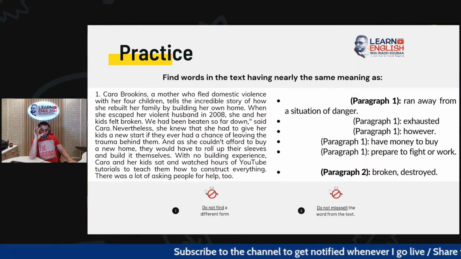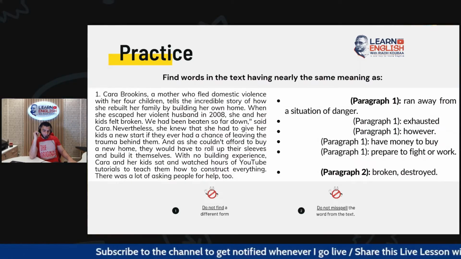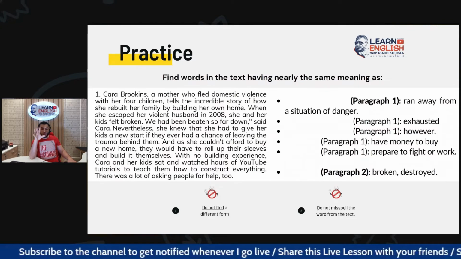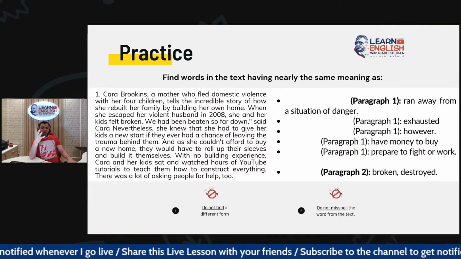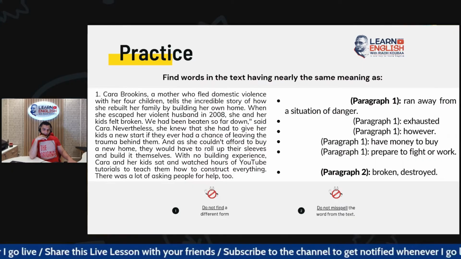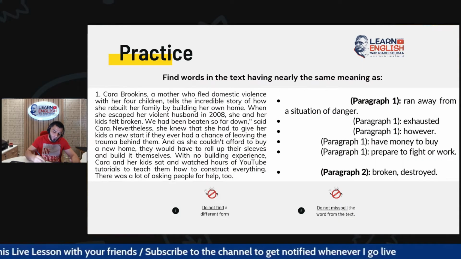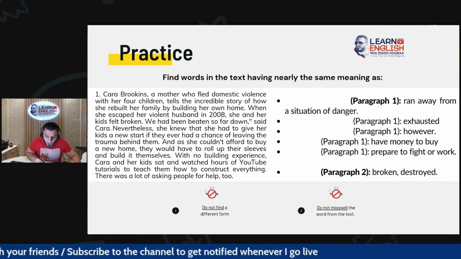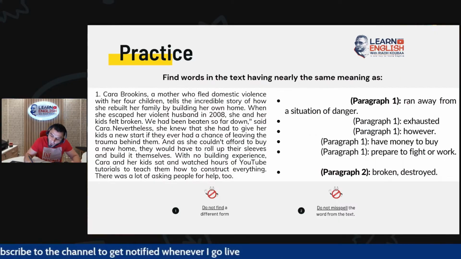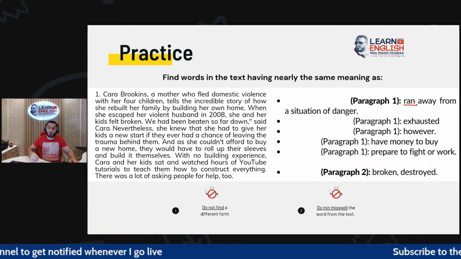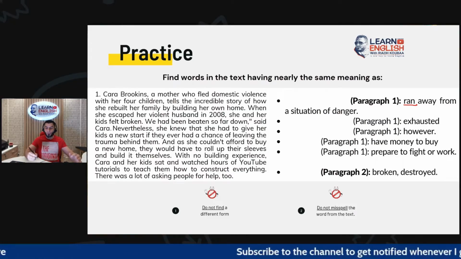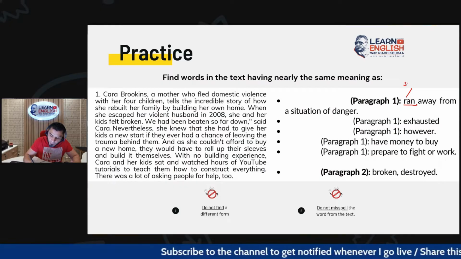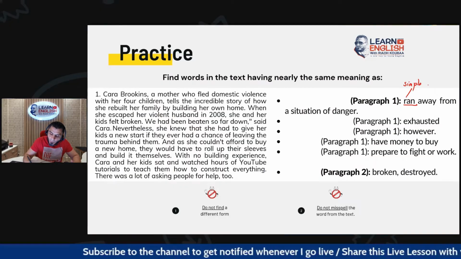Let me give you some techniques here. First, do not find a different form. How should we answer this type of question? For example, we have the first one. Find words in the text having nearly the same meaning as run away from a different situation. So run, it's a verb in the simple past.